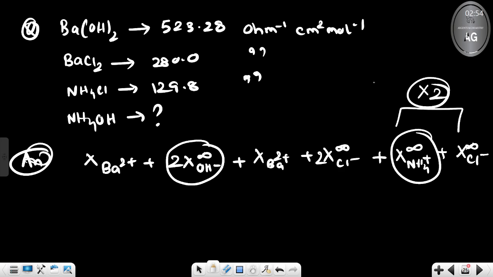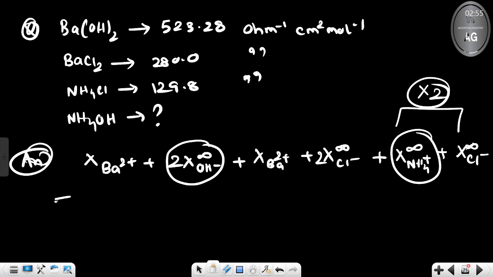Why will I multiply it by 2? Because I have to make twice NH4, since 2 of these are here. Otherwise, you can divide this entire thing by 2, but that will be a little more complex. So this is clear. We will multiply both the things by 2, and then we get the value.